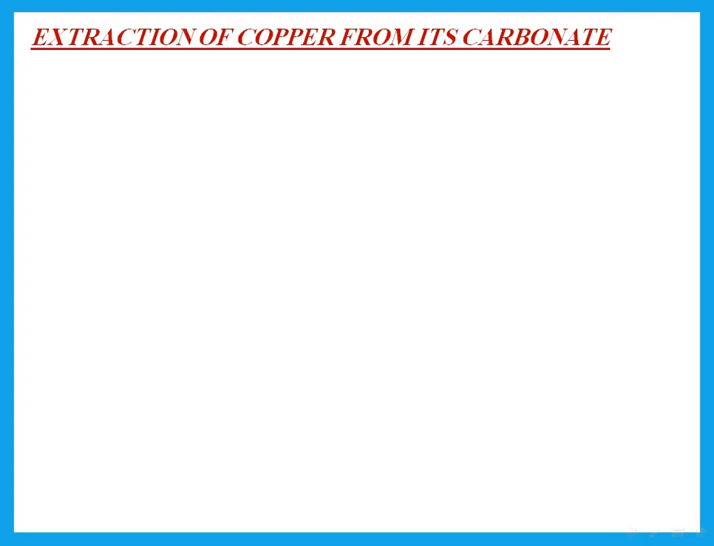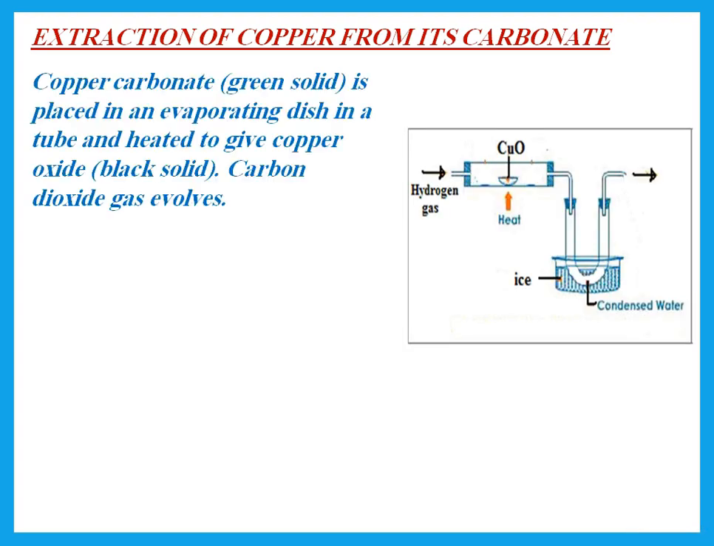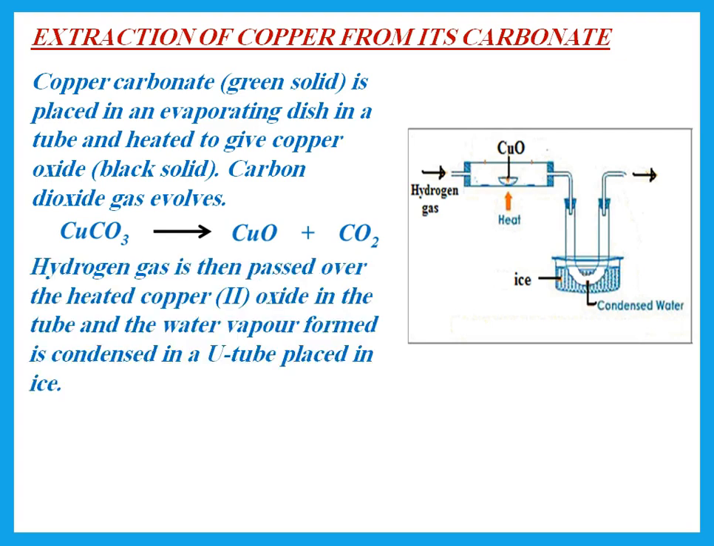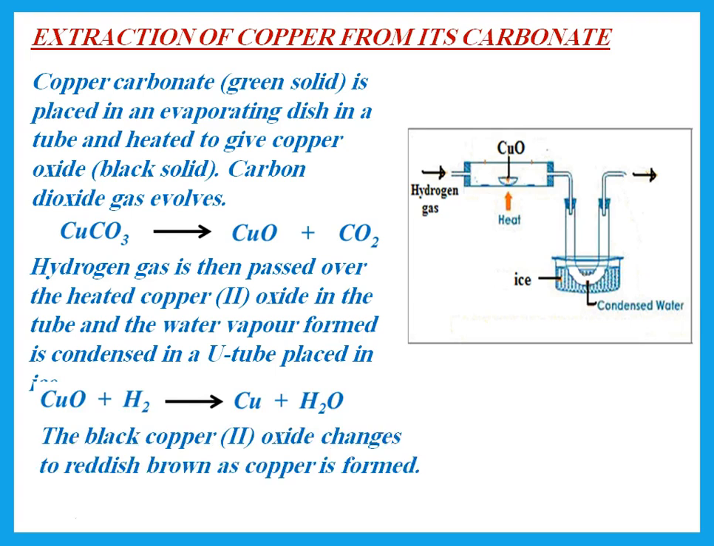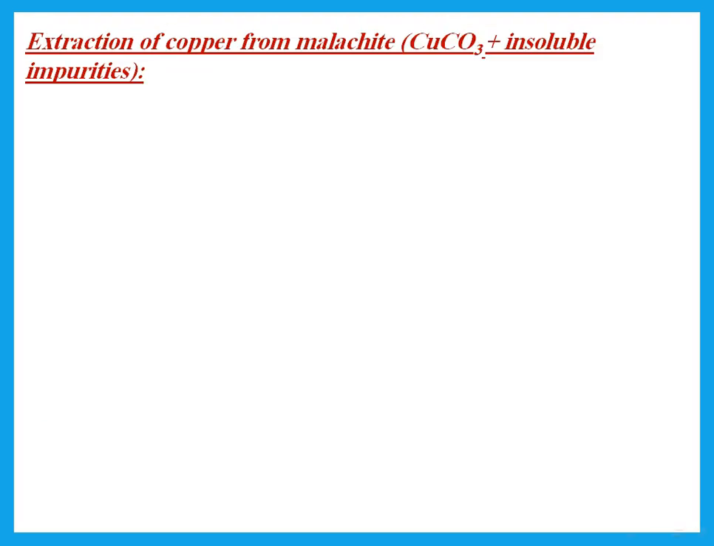We can extract copper from its carbonate by, first of all, heating the copper carbonate. It will change into copper oxide, and then I pass hydrogen gas over the copper oxide, and that changes it into copper. Of course, you should remember that the copper carbonate originally was green. When I heated it to become copper oxide, it becomes black. And the copper oxide, when it is reduced by hydrogen to form copper, the copper is a reddish brown solid.